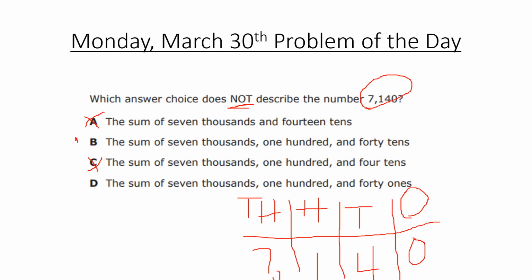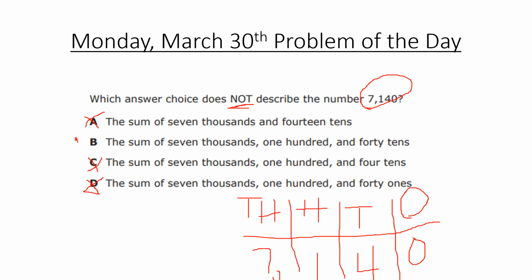And finally, D, the sum of 7,000s, 100, and 41s. Let's see. I have 7,000s, I have 100, and 41s. Well, 41s is the same thing as 4 ten sticks, remember? Because there are 10 ones in every 10 stick, and I have 4 ten sticks, so that means there are 41s. This is also a correct answer, and I'm looking for the answer that is not correct. So I'm going to eliminate answer choice D.